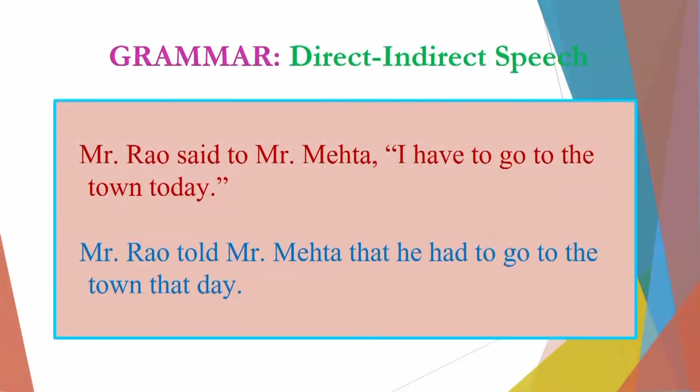Now let's have an example of changing direct and indirect speech. Mr. Rao said to Mr. Mehta, "I have to go to the town today." So here I refers to Mr. Rao. Now when Mr. Mehta has to report that to Mr. William, what would he say? Mr. Rao told Mr. Mehta, or Mr. Rao reported to Mr. Mehta, that he had to go to the town that day.